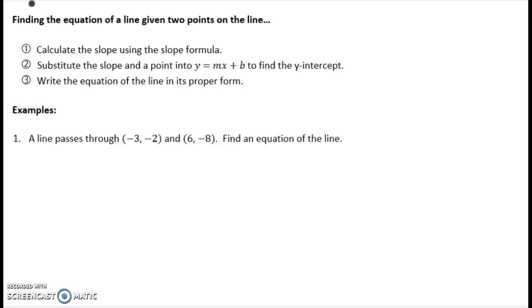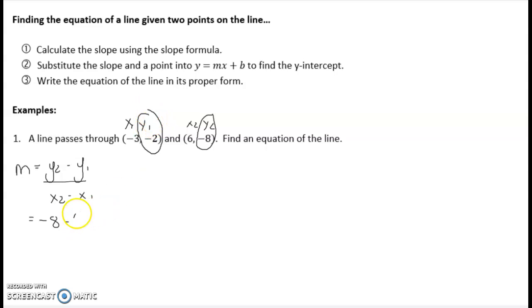Okay, so first things first, I have x1, y1, x2, y2. So first thing, let's do our slope. So we have slope equals y2 minus y1 divided by x2 minus x1. So y2 is negative 8, so equals negative 8 minus y1, which is negative 2, divided by x2 which is 6, minus x1 which is negative 3.